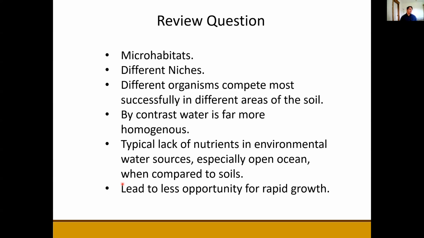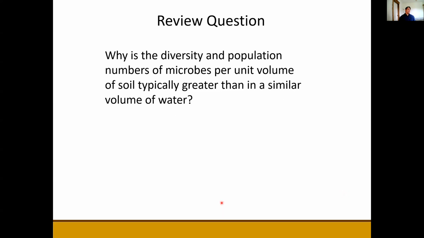And then obviously the lack of nutrients will also lead to less opportunity for rapid growth. So even if you were to newly inoculate water samples and soil samples, the nutrient differences might also lead to a problem. These are the type of things I want you to think along with. When you find a question like this, you have to think about the media that you're working with, how microbes will behave in that media, how they will be affected by the media, and the constraints of the media, and why that would lead to greater diversity and population numbers in the soil compared to the water.